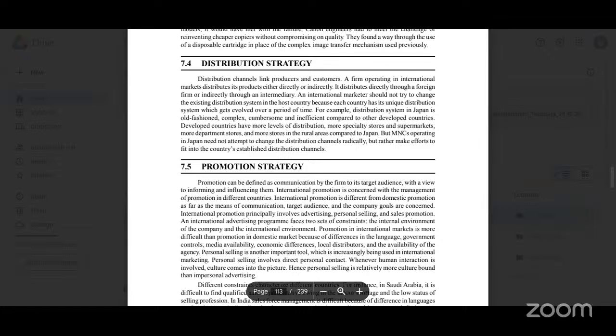The second one that we need to consider after pricing strategy is the distribution strategy. So distribution channels link producers and customers. A firm operating in international markets distributes its products either directly or indirectly. We have covered this extensively in the previous unit. So it distributes directly through a firm or indirectly through an intermediary.